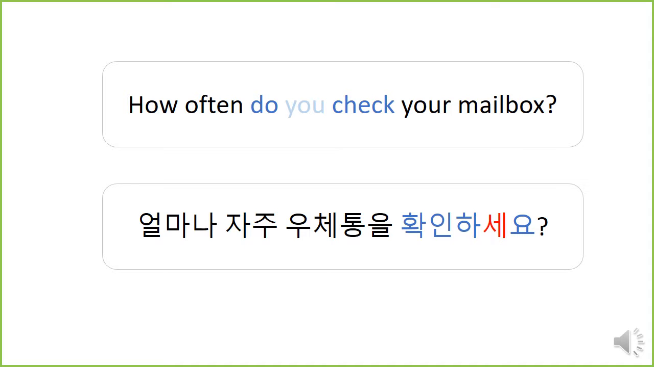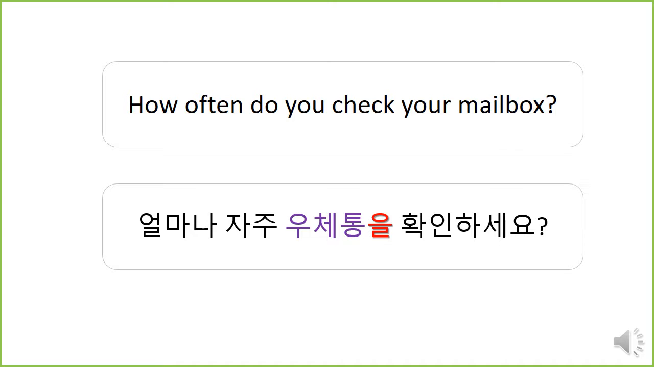How often do you check your mailbox? 얼마나 자주 우체통을 확인해요? The Korean sentence has the verb at the very end. 확인하세요. 세 is an honorific insert. So to make it casual or conversational polite form, we use 확인해요 or 확인해. 하 and 해 are a very common verb ending in Korean, but they are irregular verbs, so it's important to know. 확인하세요. 확인해요. 확인해.